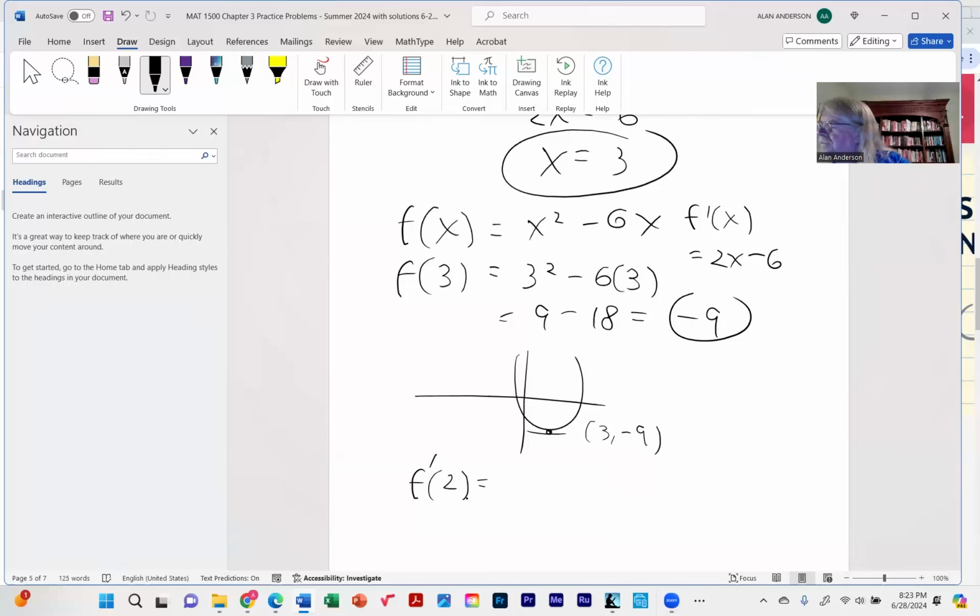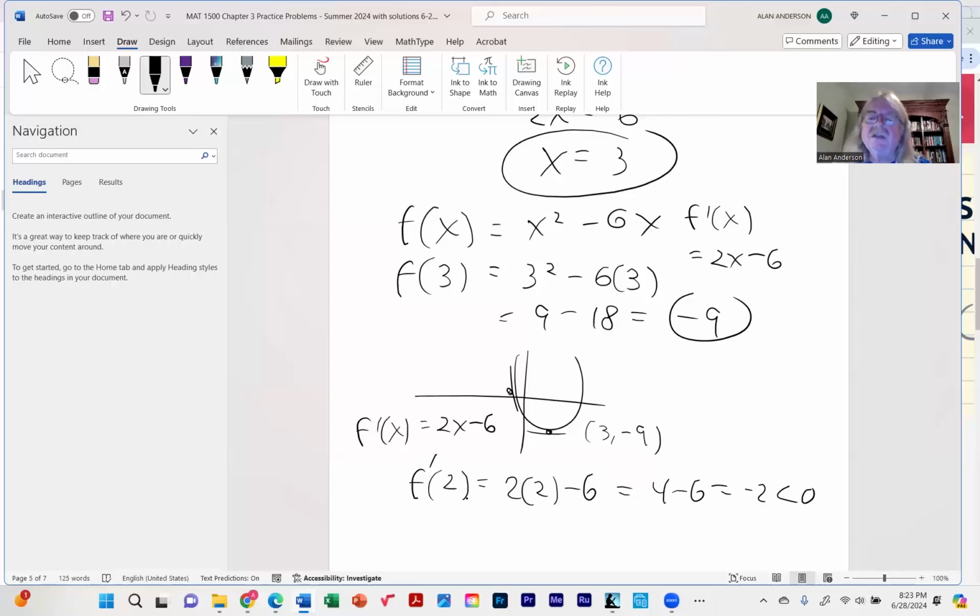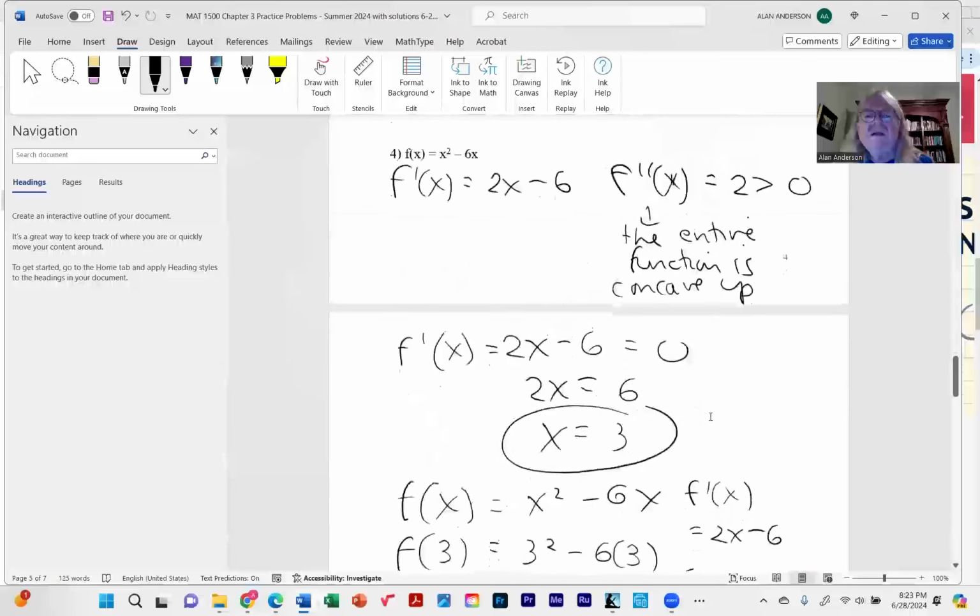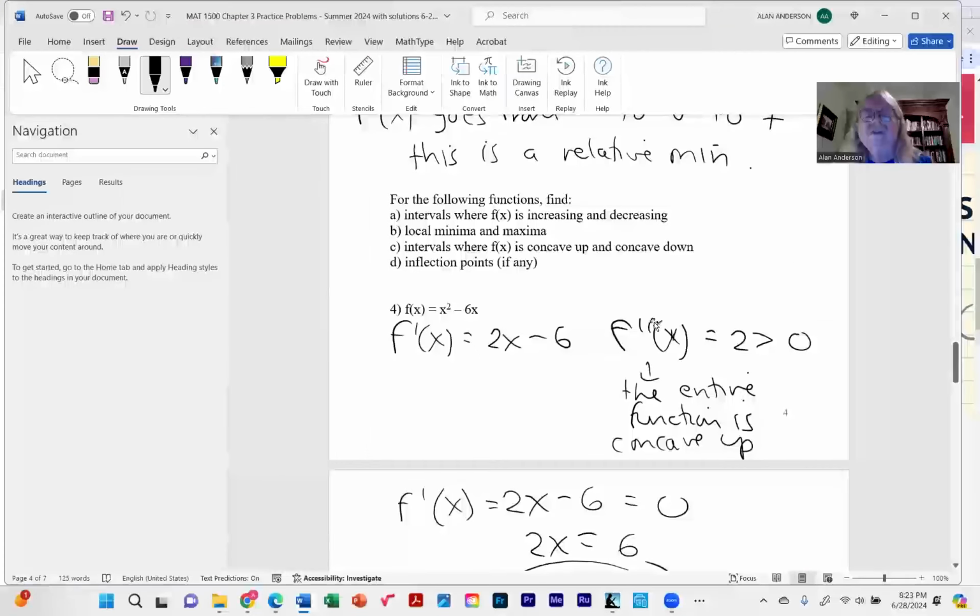Okay. So since f prime of x is 2x minus 6, we'll have 2 times 2 minus 6. Okay, and so as we would have expected, the slope, the tangent line is negative. And then let's try 4. And that's positive. All right, so we know that the function is increasing and decreasing.